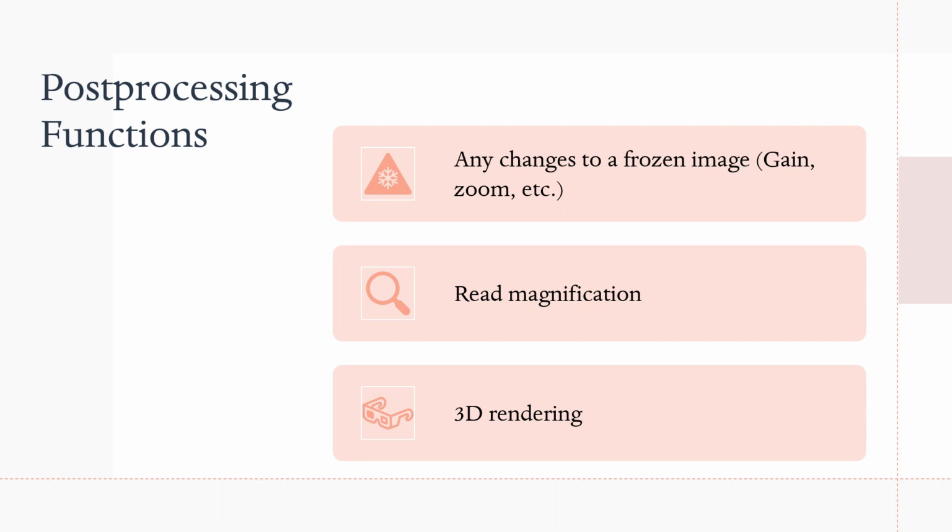Alright, so now we will be discussing some post-processing functions. Post-processing functions have anything to do with a frozen image, so any changes to a frozen image. When we freeze, we can adjust gain, zoom, etc. I mean, only on some machines. Most of our modern machines, in post-processing, we can change the gain and zoom and all of that. Then we have read magnification as a post-processing function and 3D rendering.